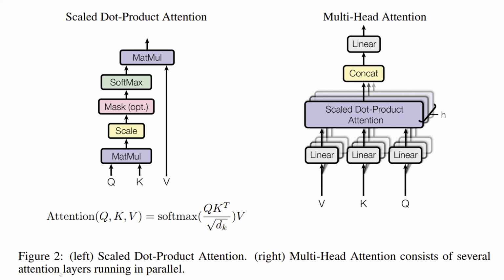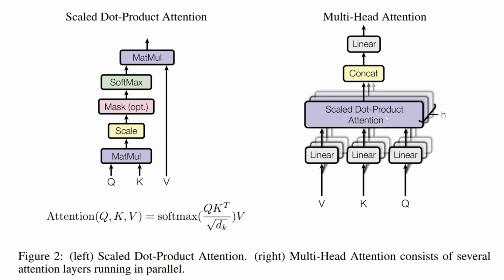So the first step is to make a matrix multiplication between query and key, and we scale them. And then we use a softmax function. And the last step is to make another matrix multiplication between it and the value matrix. And this is scaled dot product attention. So the multi-head attention just has several scaled dot product attentions.